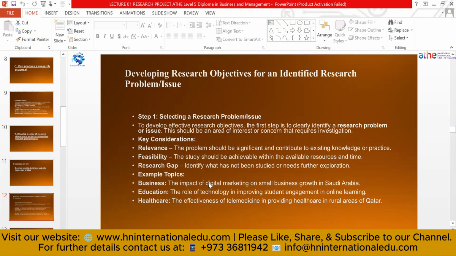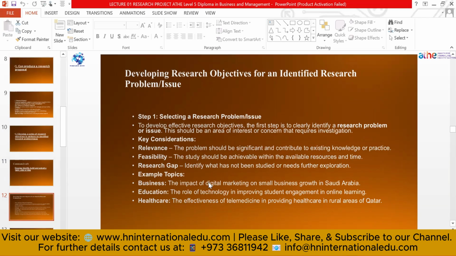Key considerations. Relevance: the problem should be significant, that's the importance part, and contribute to existing knowledge or practice. Obviously, you're conducting a secondary research, so it should help you in the existing research papers which you already have. Feasibility: the study should be achievable within the available resources and time. Maximum 6 months is more than enough for a proposal.